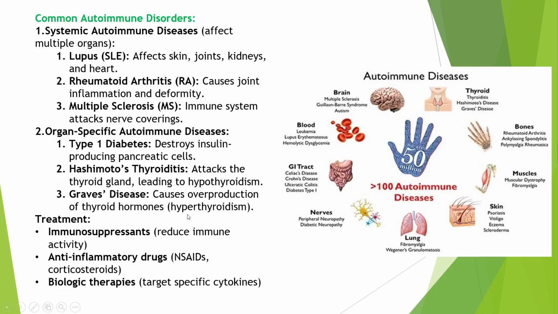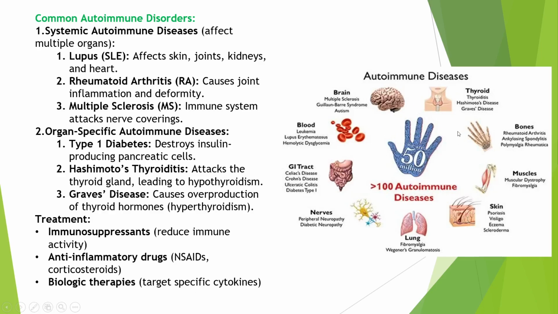As I said, it has to be diagnosed quickly, and it has to be treated. Continuous medication has to be given, otherwise it will lead to a chronic disease condition. The treatments include immunosuppressants, which reduce the immune activity in the body. Then anti-inflammatory drugs, which will prevent or control the inflammation. These are mostly NSAIDs and corticosteroids. And then we have biological therapy, cytokine therapy, targeting specific cytokines, etc.